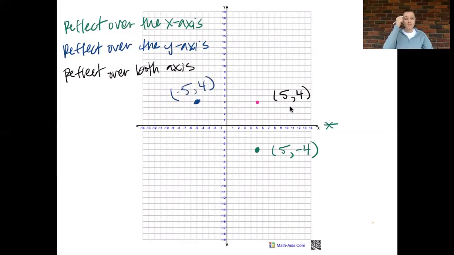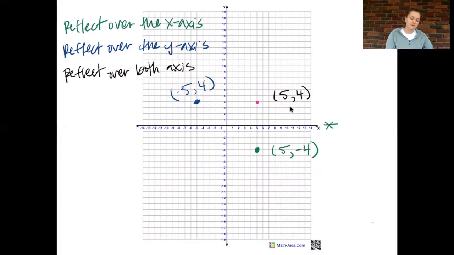Okay, so it's the opposite of what happened last time. We went over the y-axis. Now what we see is that my y value stayed the same, but my x went from positive to negative because now we moved on the x-axis because we went over y. Okay, my y actually stays the same.